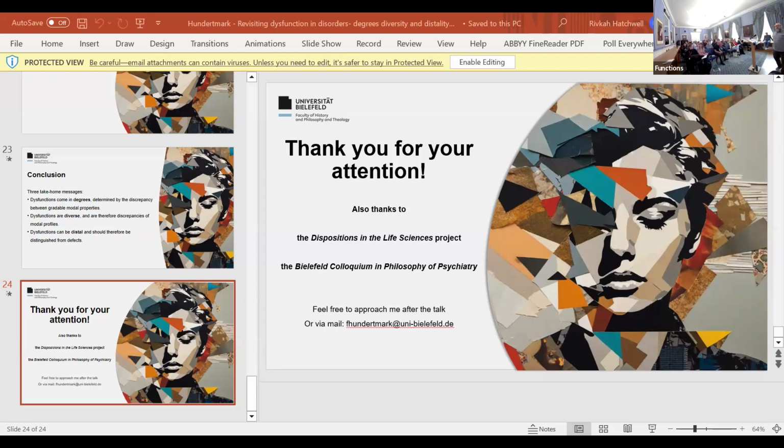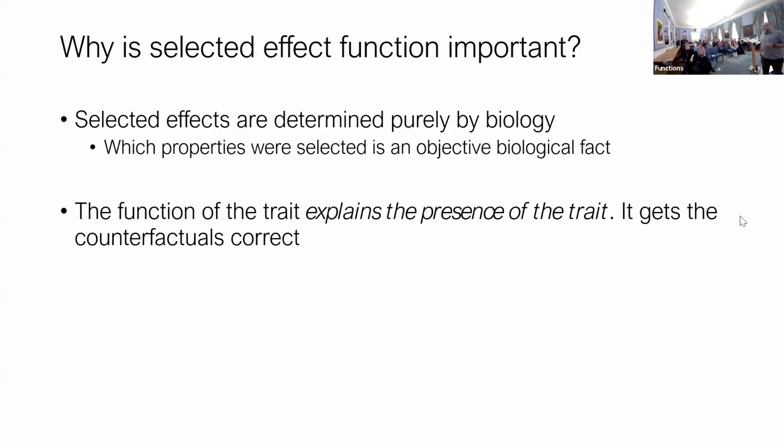Another thing that's nice about selected effects function is that the function of the trait gets to explain the presence of that trait, perhaps in the proportion of the population that we see it. So why do we have hemoglobin in our blood? Because it functions to transport oxygen around our body. Another way to think about this is that it gets the counterfactuals correct. If it were the case that hemoglobin didn't transport oxygen around the body, we wouldn't have hemoglobin in our blood, or something quite different. But if it were the case that hemoglobin didn't make blood red, this wouldn't affect whether or not we have hemoglobin in our blood whatsoever, because it's just an accident.